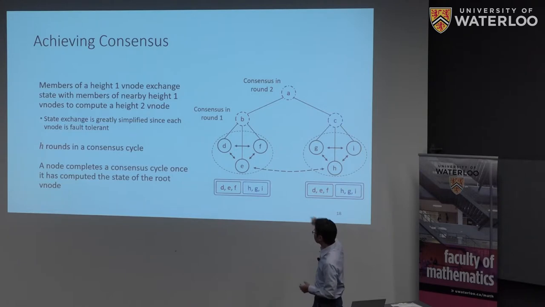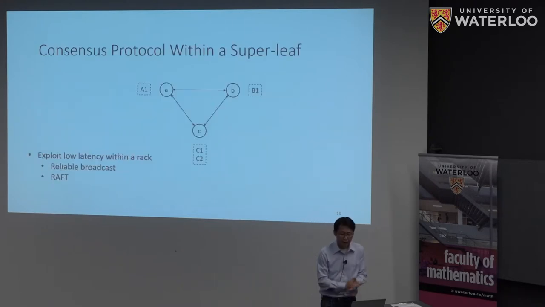Okay, we repeat this process h times for a tree of height h in order to eventually compute the state of the root vnode. And the state of the root vnode is essentially an ordered sequence of the write requests received in the previous cycle. Okay, so now let's look at our intra-superleaf consensus protocol.